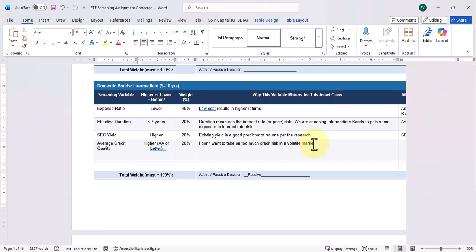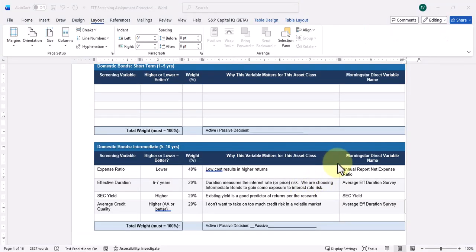And then the average credit quality, I want high average credit quality. I feel like we're in volatile times right now. I don't want to take on additional credit risk beyond just investing in investment grade bonds. In this case, I want the average credit quality to be AA or better.